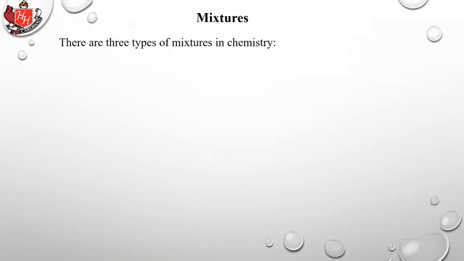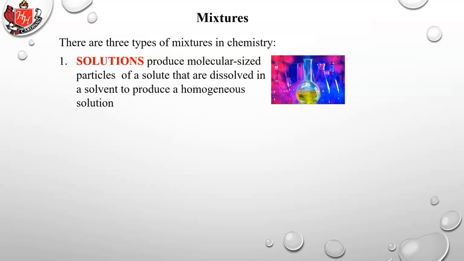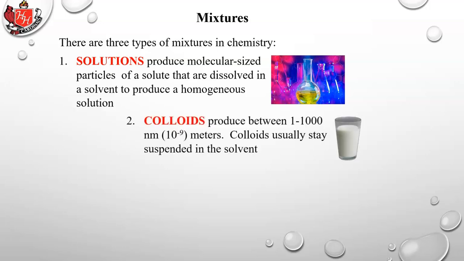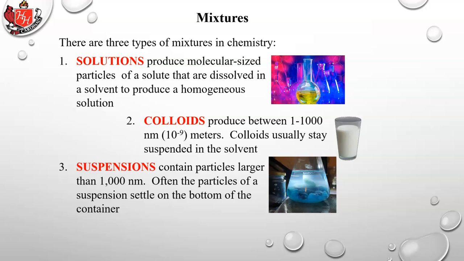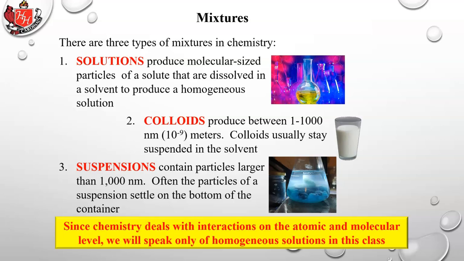There are three types of mixtures in chemistry. Solutions produce molecular-sized particles of a solute that are dissolved in a solvent to produce a homogeneous solution. Colloids produce particles in size between 1 and 1,000 nanometers, and colloids usually stay suspended in the solution. And finally, suspensions contain particles larger than 1,000 nanometers. Often the particles of a suspension settle on the bottom of the container. So since chemistry deals with interactions on an atomic and molecular level, we will speak only of homogeneous solutions in this class.